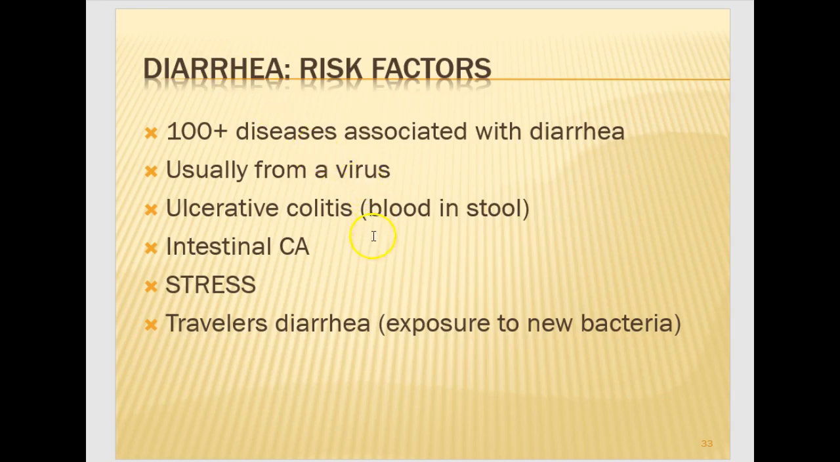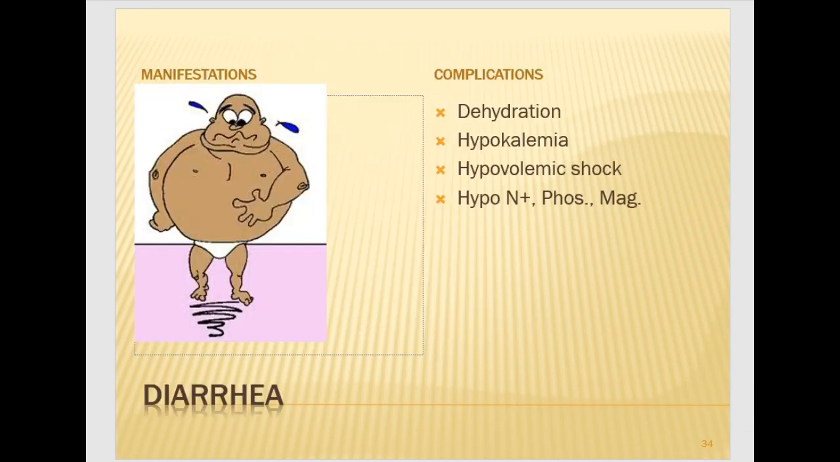But like I said about the virus, sometimes you have ulcerative colitis too, and then you can end up with blood in your stool. Cancers, stress, traveler's diarrhea. All these things do happen. So here are some manifestations of diarrhea. You're going to have diarrhea.